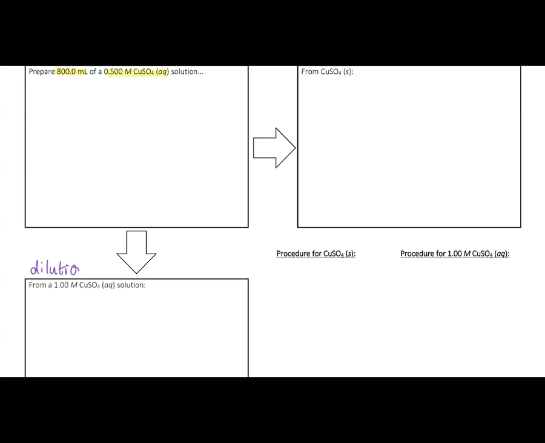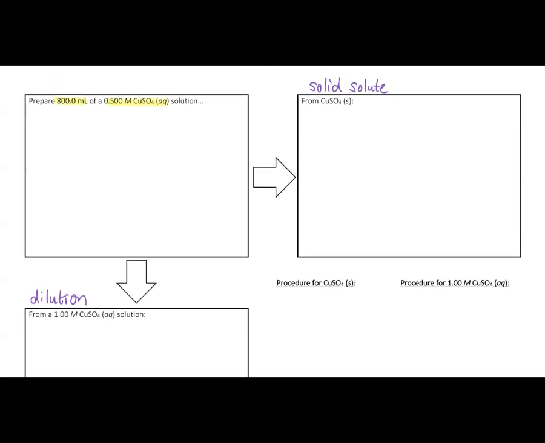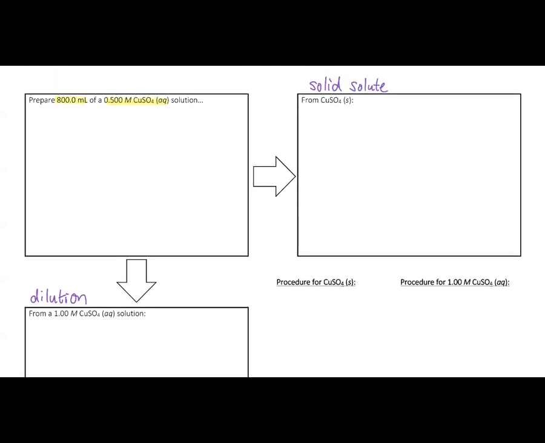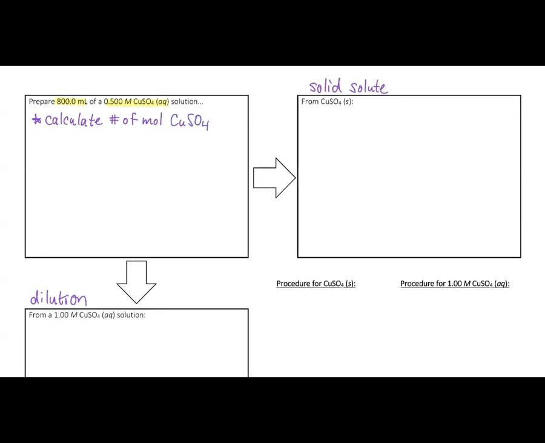Now, regardless of which way we're going to make this solution, we're going to start our process the same way, which is that we need to determine or calculate the number of moles of CuSO4 needed. We're going to do that using this initial information.